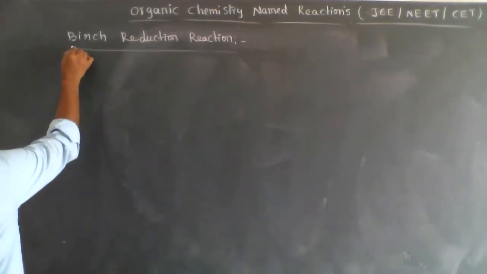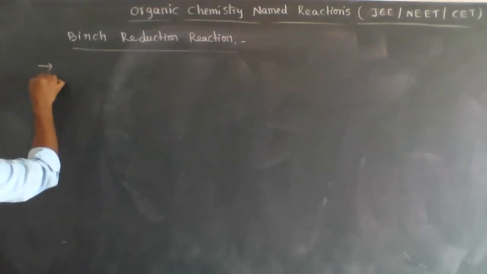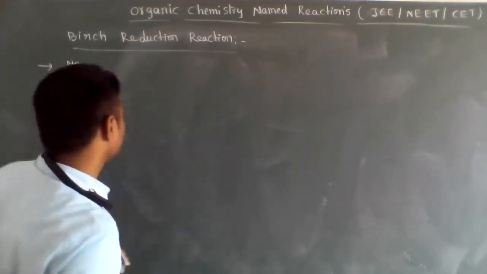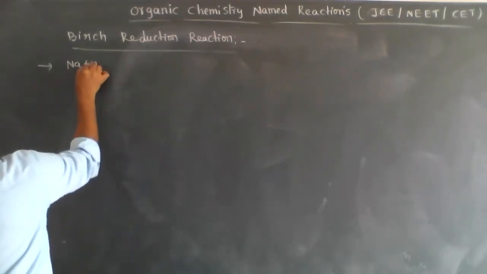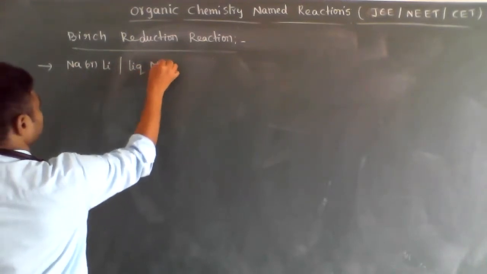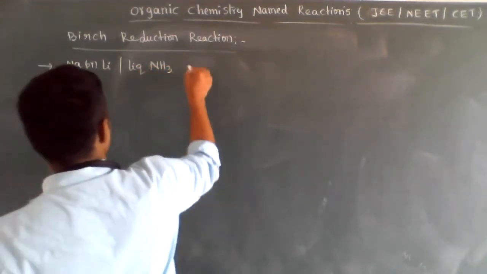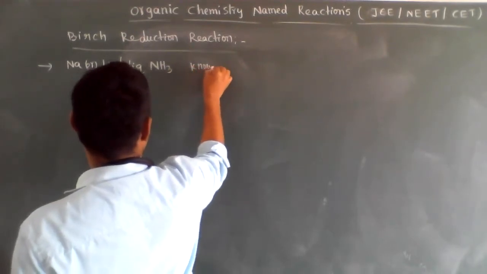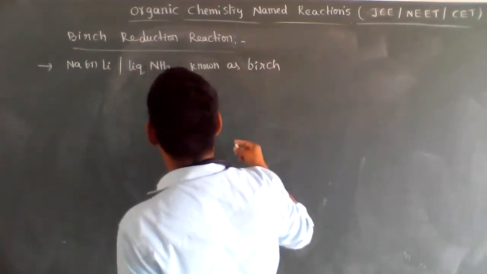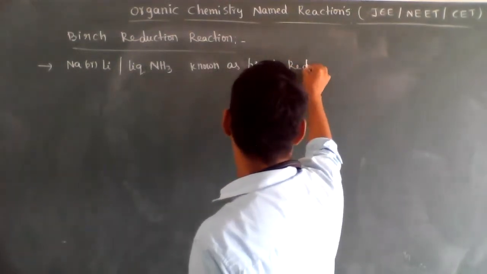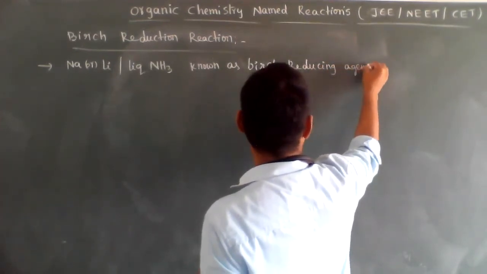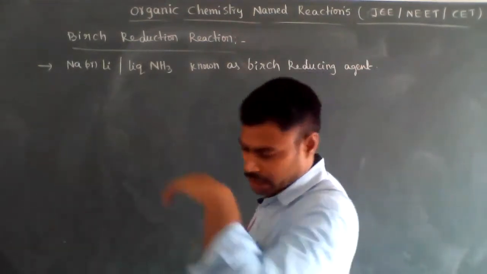See the first one, the Birch reducing agent: either sodium metal or lithium metal, sodium or lithium in the presence of liquid ammonia, known as the Birch reducing agent. Okay, clear?